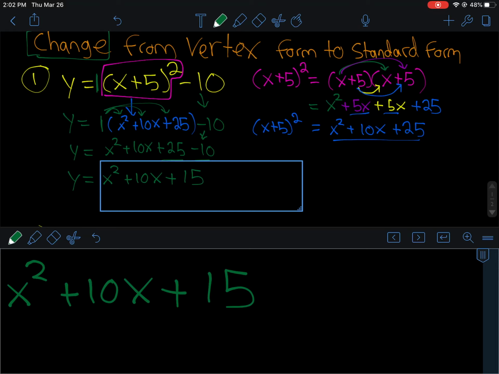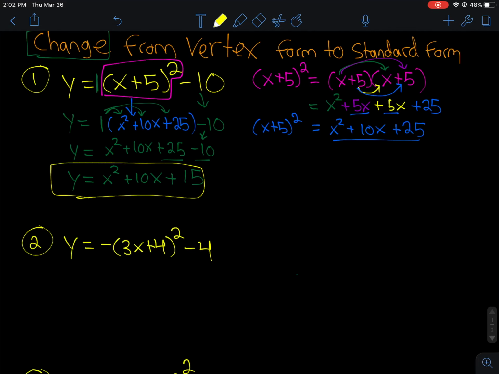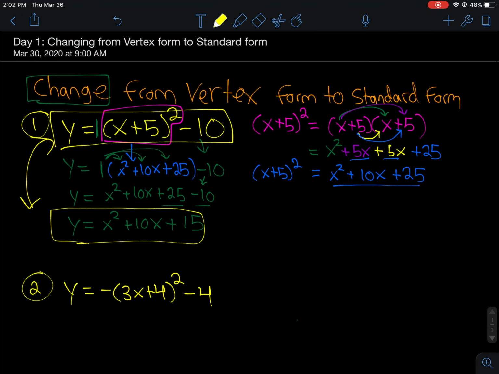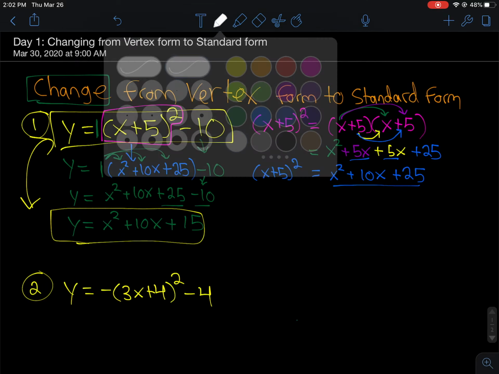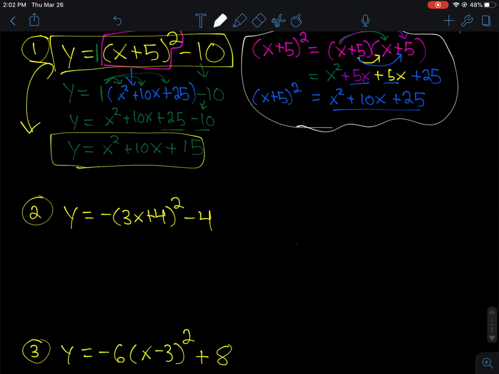Remember that this is the same quadratic, same parabola, the exact same thing, just looking different. If you graph both of them, it will be the same thing. So just a reminder, you do this to the side, and we did this to the side. So now let's do a more difficult problem.